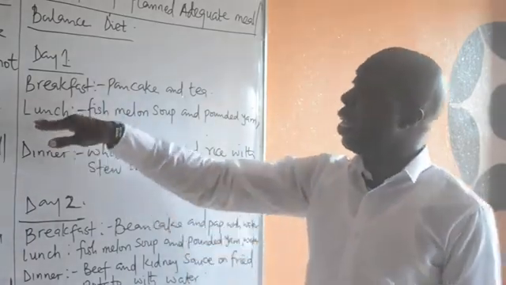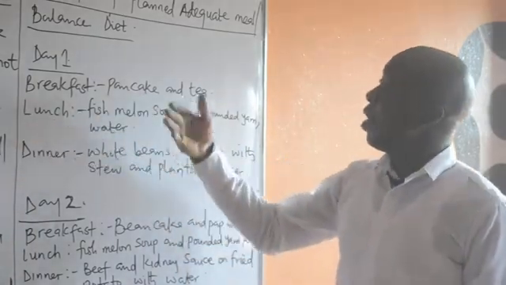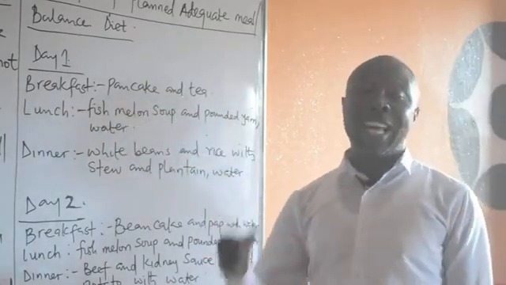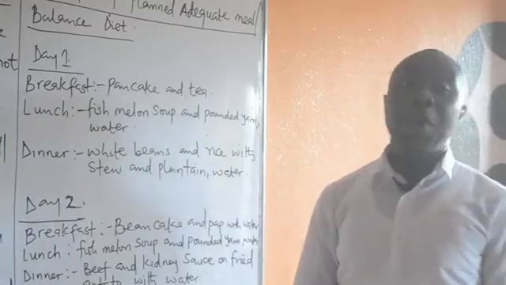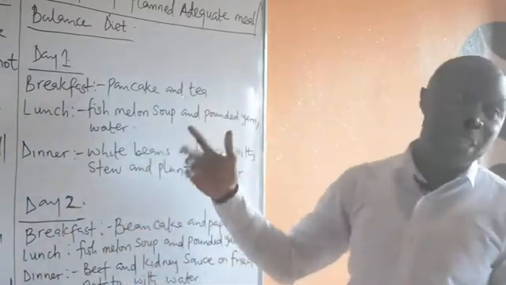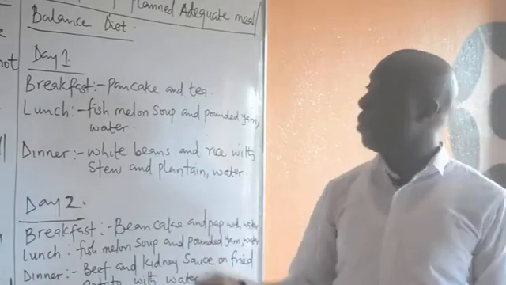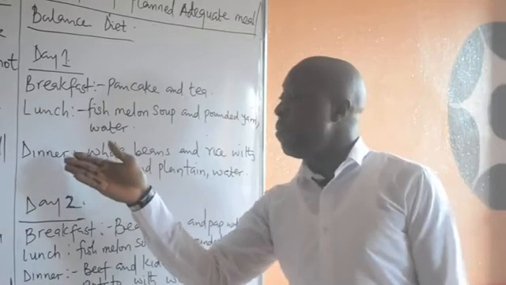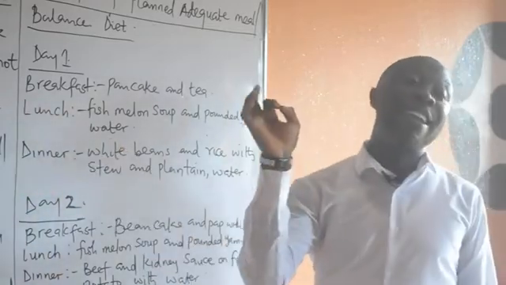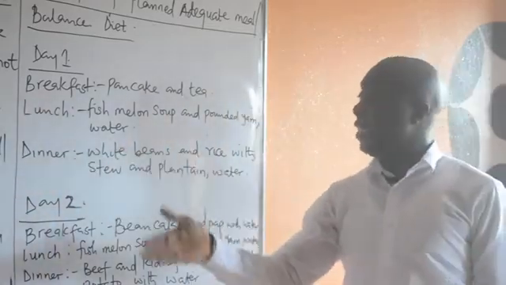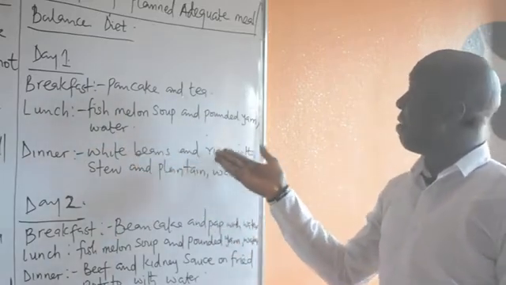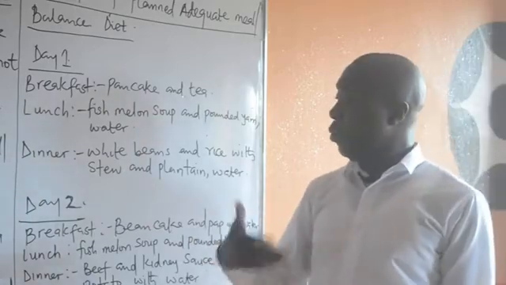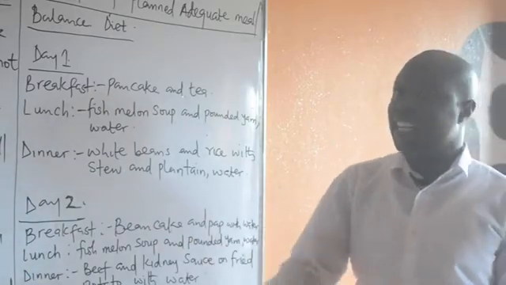Then lunch. During our lunch period, it is expected for us to eat fish, melon soup, and pounded yam with water. I know that your mommy usually prepares some of this meal at home. Then before going to bed, you will eat a very light meal. That is, you can eat white beans and rice with stew and plantain. And you use water. Water is also needed to aid digestion.